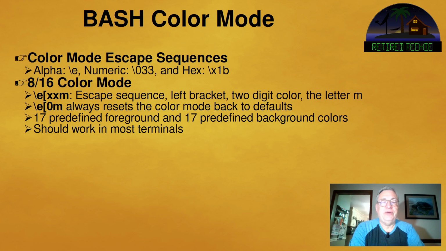For example, bright red foreground color would be \E, I forgot to say the left bracket. Yeah, you need the left bracket in there, and then the 91 is the actual bright red color, and M ends the sequence. A bright red background color would be \E left bracket 101M. Don't forget that left bracket. I forgot it in my initial. I'm not going to go back and change it, but yeah, you need that left bracket. Between the left bracket and the M is your sequence for color.